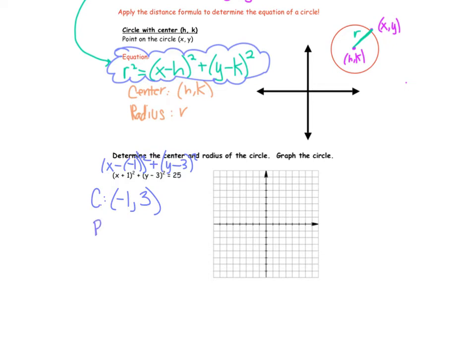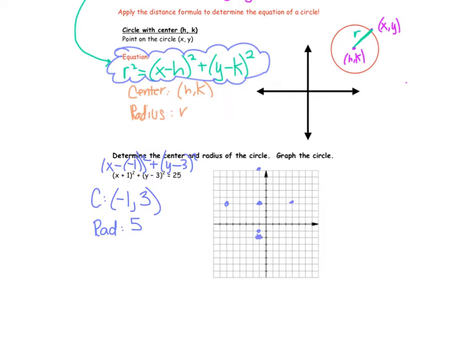The radius, again, we're going to take what the equation equals and square root that number. It is 5. When I go to graph it, I start by plotting the center, which is (-1, 3), and then I count 5 units away from the center. I can't count diagonally in a coordinate plane, but I can count up, down, left, and right. As long as I'm in a vertical or horizontal position, I can absolutely go 5. So 1, 2, 3, 4, 5 to the right, 1, 2, 3, 4, 5 up, 1, 2, 3, 4, 5 to the left, and then 1, 2, 3, 4, 5 down.